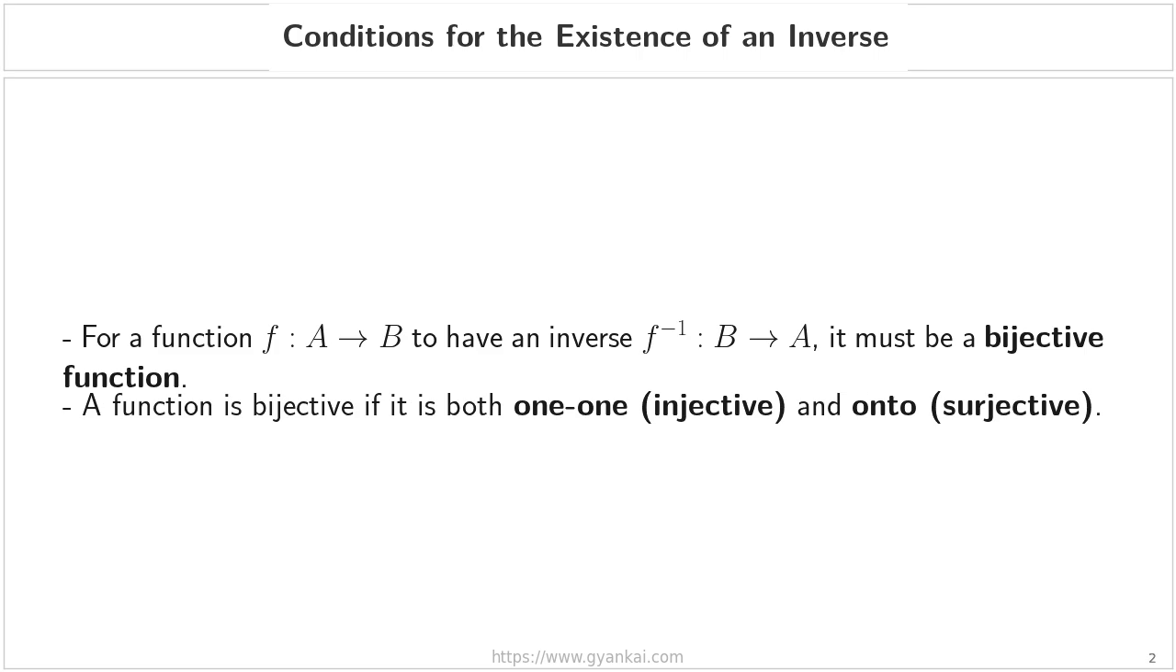But what exactly does it mean for a function to be bijective? Simply put, a function is considered bijective if it meets two distinct criteria. It must be both 1-1, which is also known as injective, and onto, which is also called surjective. In the next few slides, we will dive deeper into each of these terms to understand exactly why both are necessary for an inverse to exist.